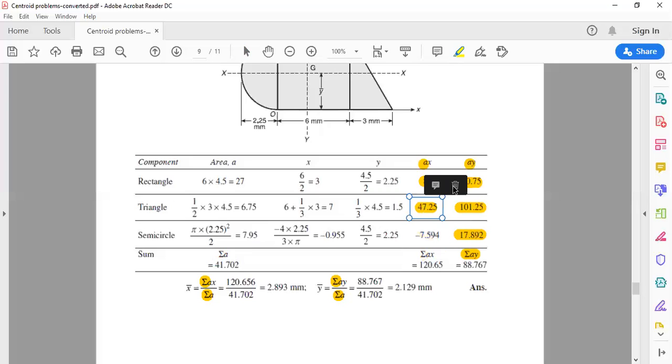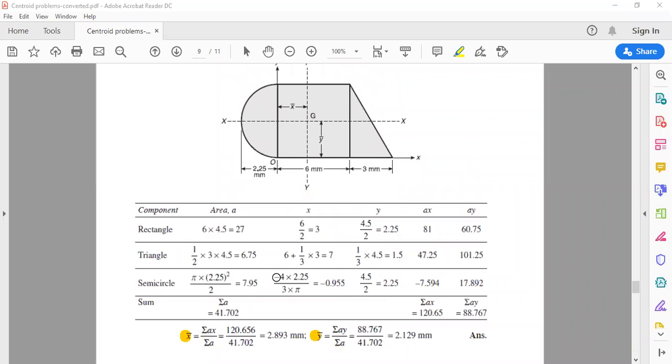So in this problem, the calculation of the individual areas and individual CGs is very important. Those are to be properly calculated so that you get the final X bar and final Y bar. So always while calculating, we are supposed to keep this negative sign, if any, in mind and incorporate the same.